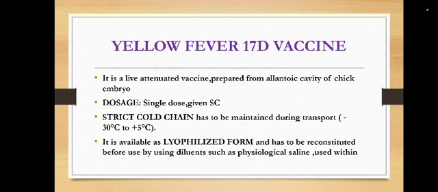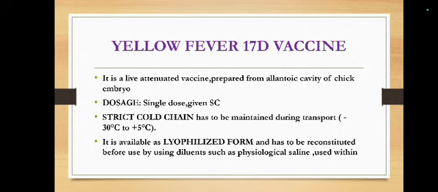Next, vaccine. The vaccine we are using now is the yellow fever 17D vaccine. We have to know more about this because it's very important. It is a live attenuated vaccine and it is prepared from the allantoic cavity of chick embryo. So the people who are allergic to chick embryo, allergic to egg, can't take this vaccine.